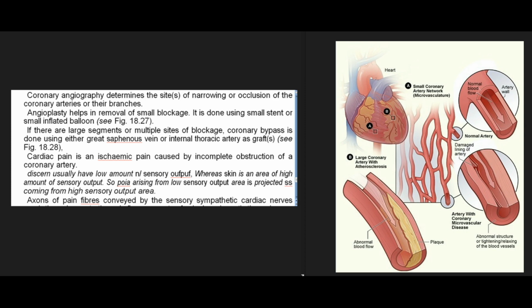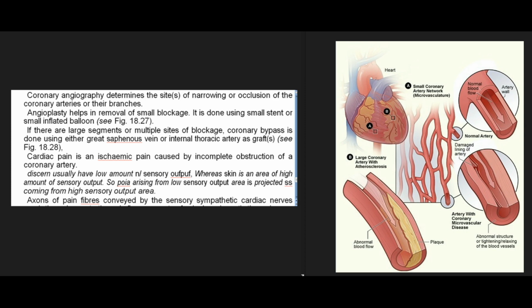Cardiac pain is an ischemic pain caused by incomplete obstruction of a coronary artery. Viscera usually have a low amount of sensory output, whereas skin is an area of high amount of sensory output. Pain arising from a low sensory output area is projected as coming from a high sensory output area.